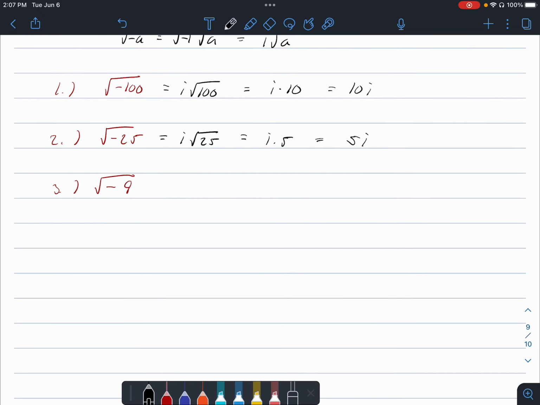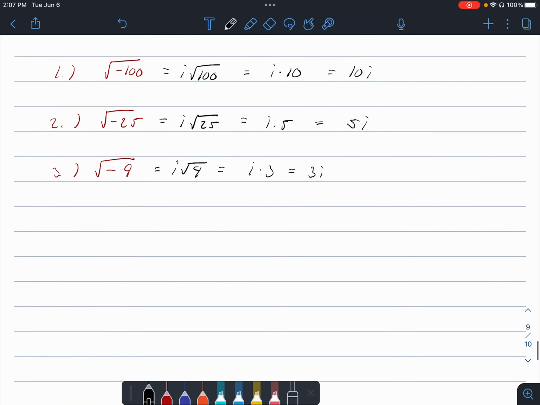Same idea again here. This could be written as i times the square root of 9. And we know that the square root of 9 is just 3. So i times 3, or just 3i. It's really quite simple. But that's sort of where this comes from.